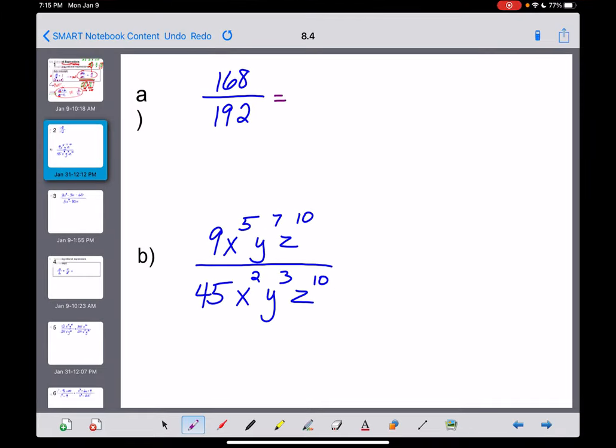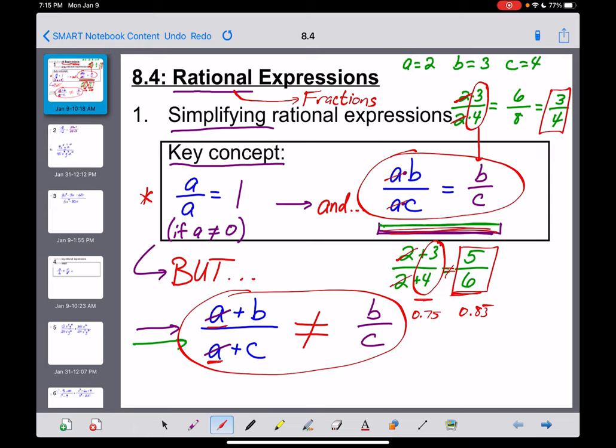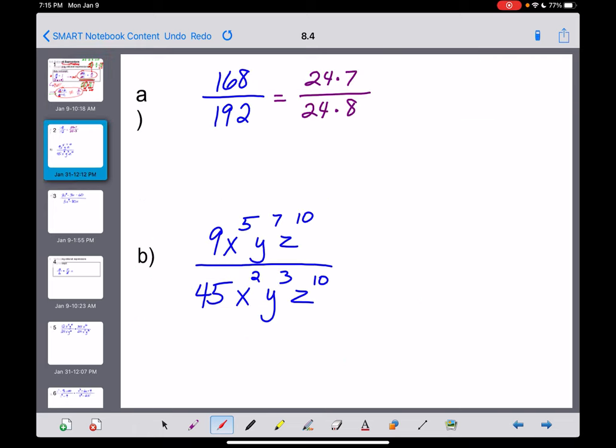So I'm going to factor this now into 24 times 7 in the numerator, and then that 192 was 24 times 8. And I wanted to do this problem with you guys to remind you this concept that I just introduced to you on the previous slide right here is a concept you've been using ever since you learned how to simplify fractions back in 4th or 5th grade. Those 24s are identical factors.